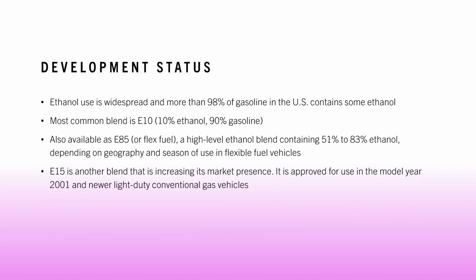Ethanol use is widespread, and more than 98% of gasoline in the U.S. contains some ethanol. The most common blend is E10, 10% ethanol, 90% gasoline. It's also available as E85 or flex fuel, a high-level ethanol blend containing 51% to 83% ethanol, depending on geography and season of use, for flexible fuel vehicles. E15 is another blend that is increasing in market presence. It is approved for use in model year 2001 and newer, lighter duty conventional gas vehicles.